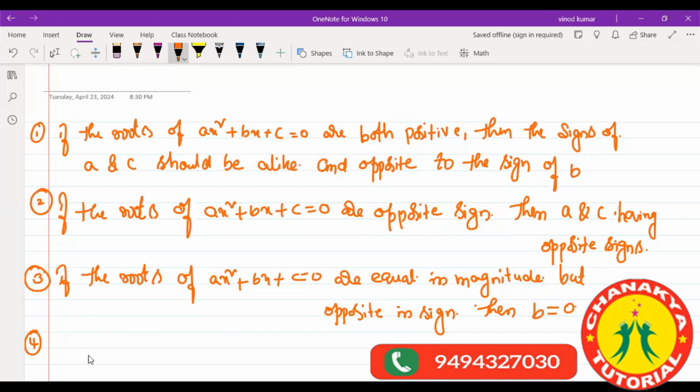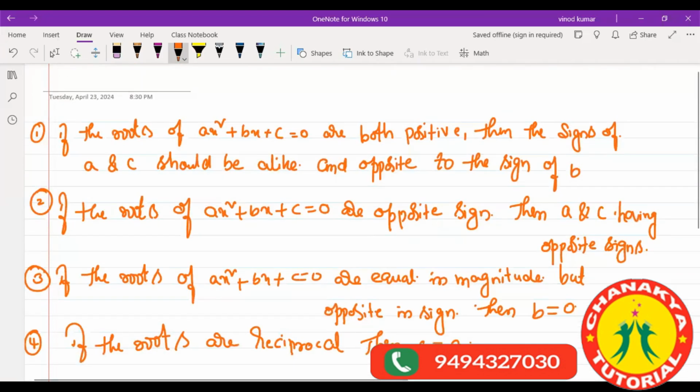If the roots are reciprocal, reciprocal means one root is 5, another one is 1 by 5. One root is 6, another one is 1 by 6. Then a and c both are equal. C, the constant, and the x square coefficient will be equal.